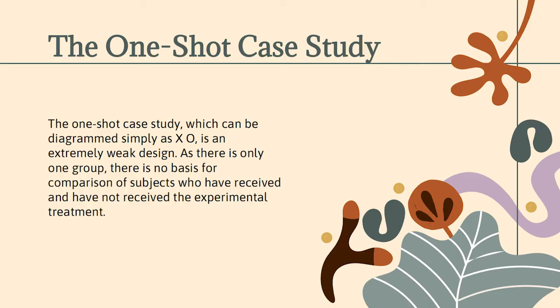1. The one-shot case study. The one-shot case study, which can be diagrammed simply as XO, is an extremely weak design. As there is only one group, there is no basis for comparison of subjects who have received and have not received the experimental treatment.